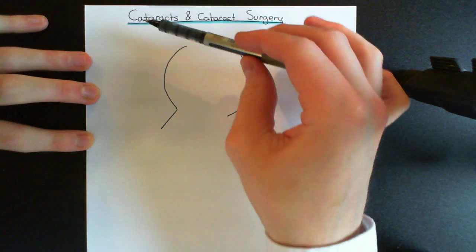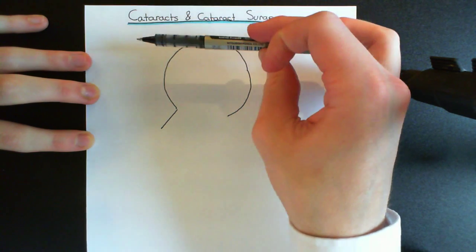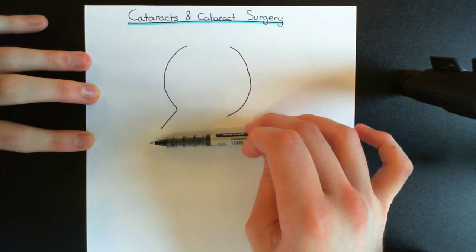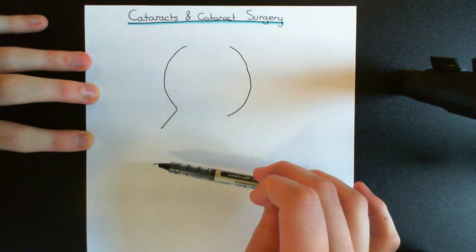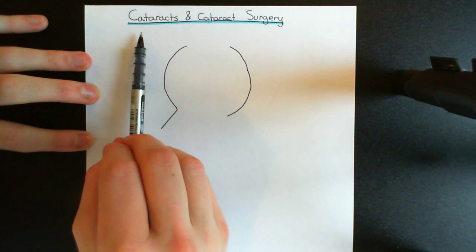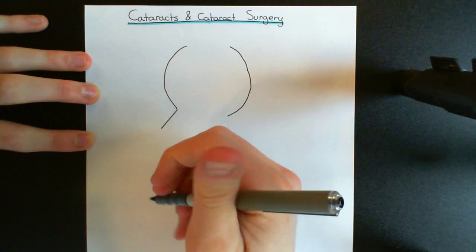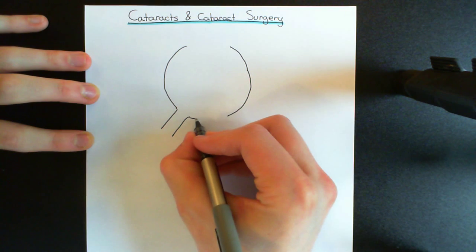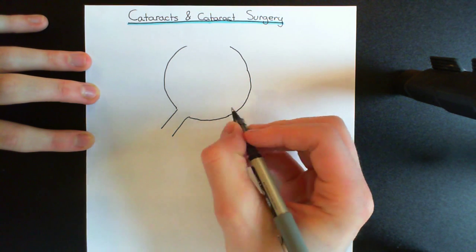So just to orient you, this is the anterior portion, so this is facing the outer world. This is the posterior portion facing the back of the orbit into where the brain would be. This is lateral and this is medial, so the nose would be here. So it's on this side that you'll have the optic nerve coming out the back like so. Okay, so here we go.